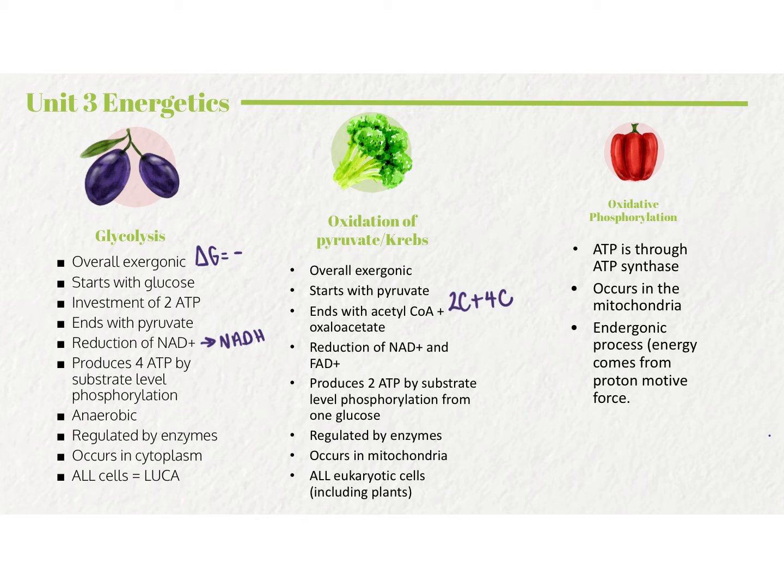Overall, this process is endergonic, meaning that there's an input of energy to make ATP, and that energy is going to come from what's known as the proton motive force. In other words, as the protons are moving from a high concentration to a low concentration, ATP synthase is able to use the movement of those protons to phosphorylate ADP into ATP.